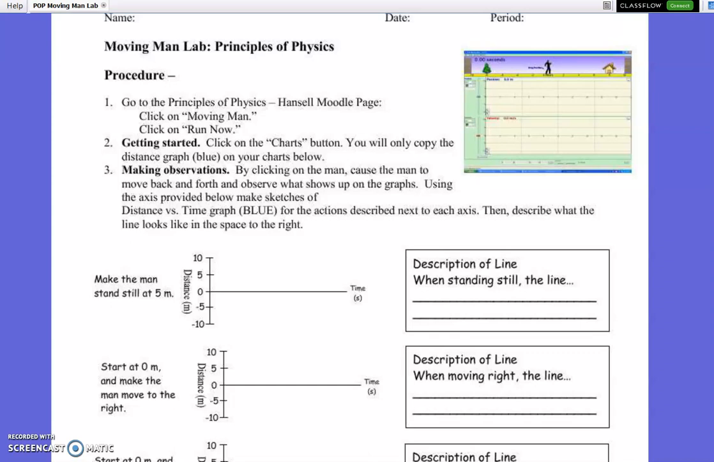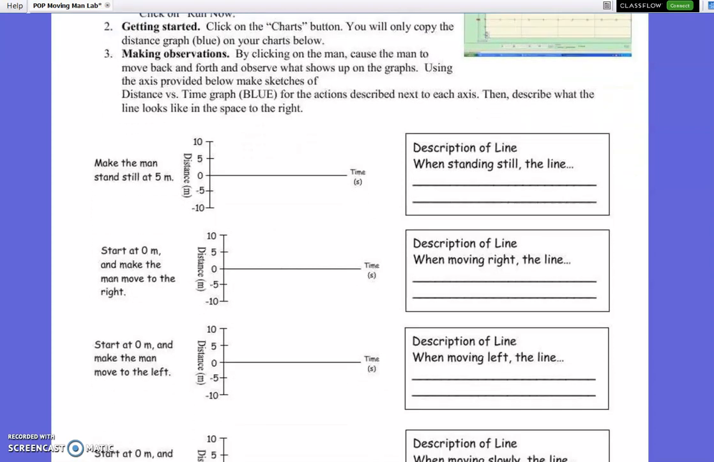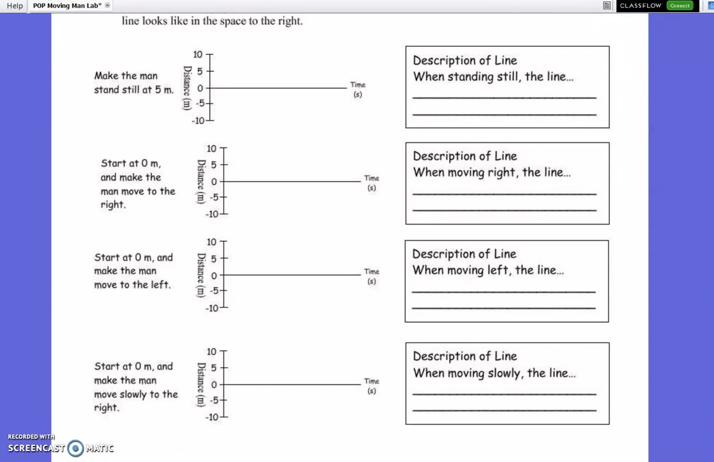In this activity, what we're doing is applying what we just learned about how graphs represent motion to see how it actually applies to a moving man. We have a simulation that's going to show a man moving from left to right or right to left, or perhaps standing still, and you're first going to predict what you think the graph will look like, and then actually draw the graph itself.